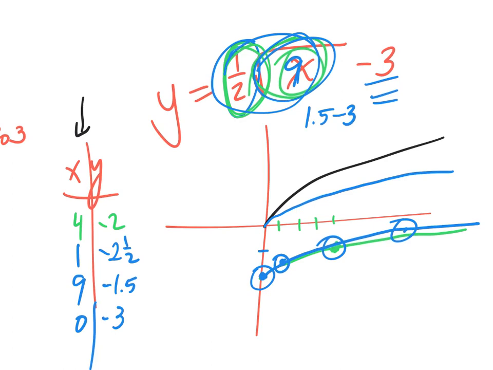Yes? Do we still have to have it on the XY chart if it doesn't fit? No, you don't have to list them if they're not going to graph them. So if they fit on the graph, then you should put them on the graph and put them on the chart.